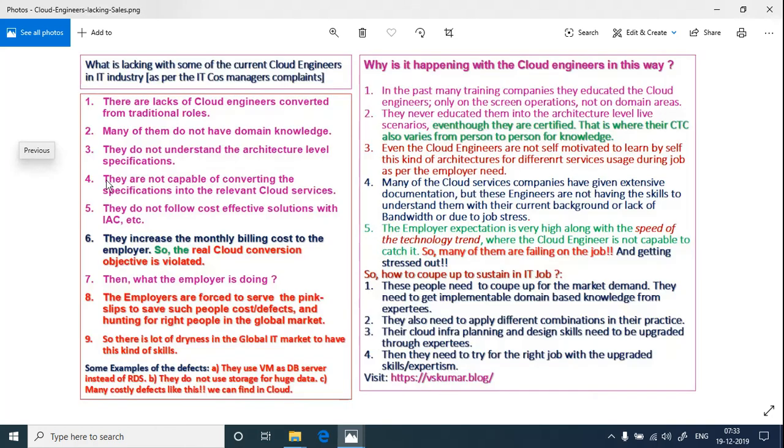Now, let us come back to the next point. Basic cloud engineers do not understand the architecture-level specifications, and because of that they are not capable of converting the specifications into relevant cloud services. You agree with this point also, after having the discussion of the past roles and tasks. They do not follow cost-effective solutions with IaC. First of all, they don't know the sequential order of the tasks to set up all those things. So in reality, they are supposed to have the design steps. Those specifications will tell them what services they can build at that point in time.